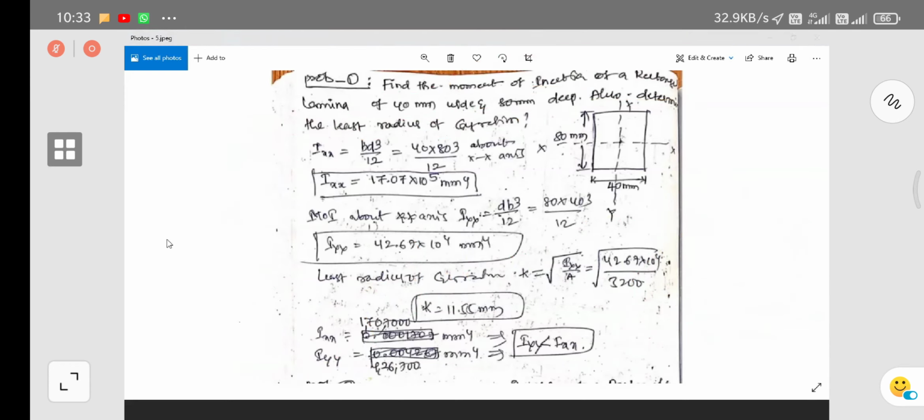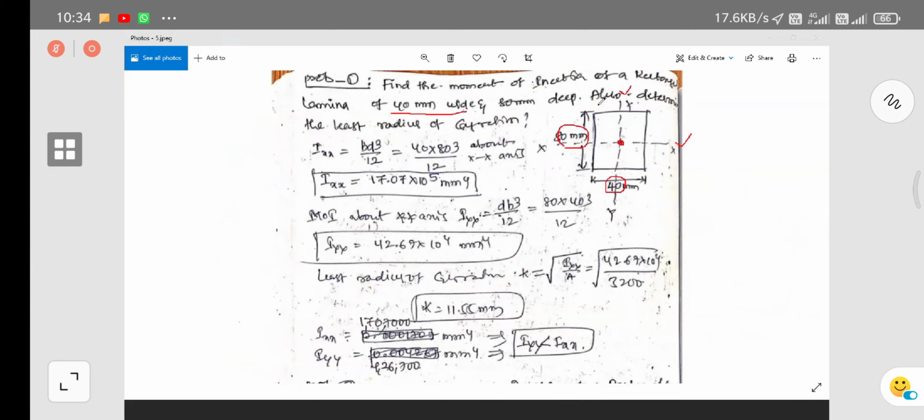Now let's go for solving the problem. 40 is the width, and 80 is the depth, which I have taken as height, and the other one you take as the length, 40. The centroid I know. If you draw the diagonals, you will find the centroid and draw the central axes. So x is my central axis, y is my central axis.